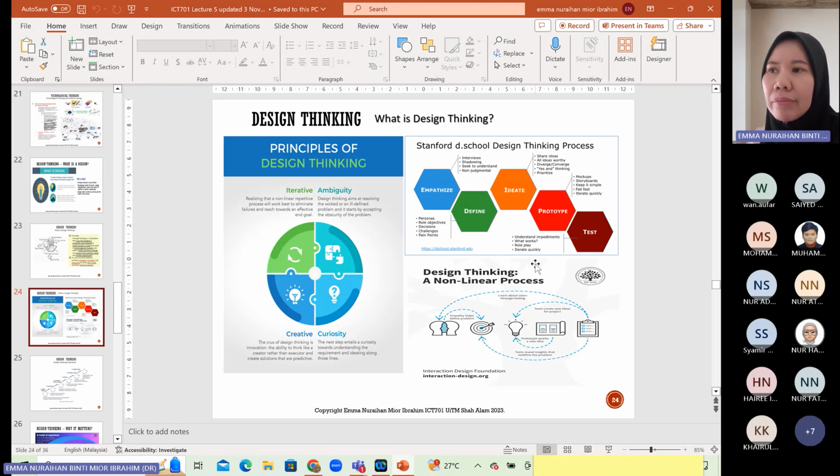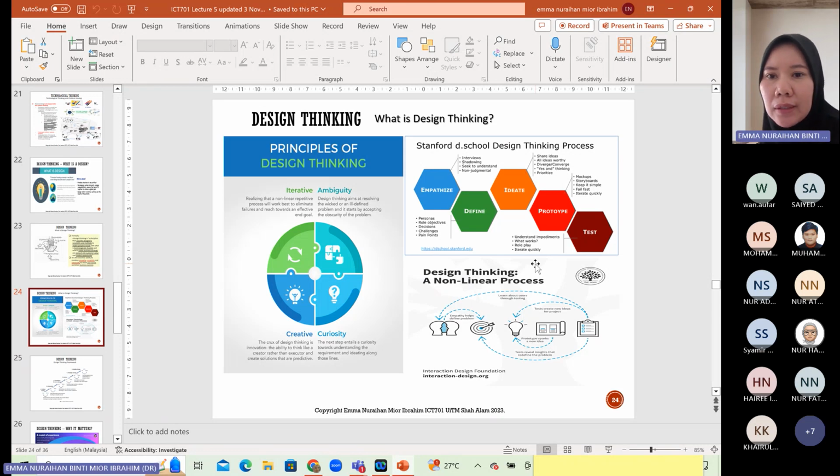So design thinking doesn't mean that you develop IT-based products. Design thinking can also be used to develop services, ya. Contohnya, I guna design thinking to develop curriculum. Okay, contohnya. Alright, so what is design thinking here?